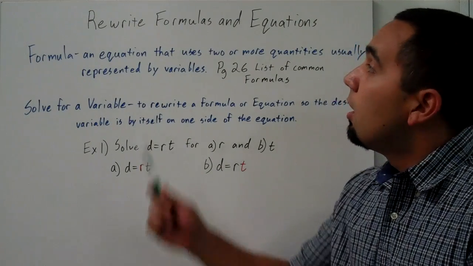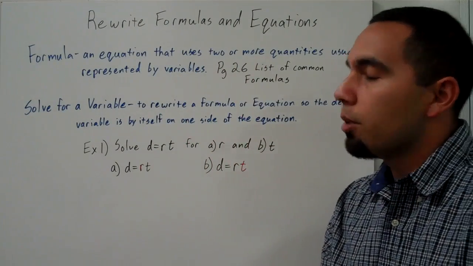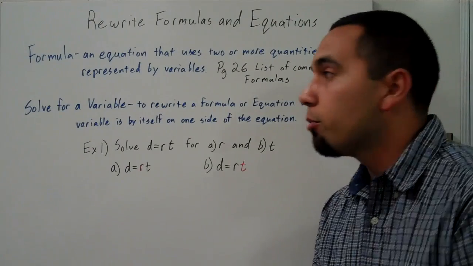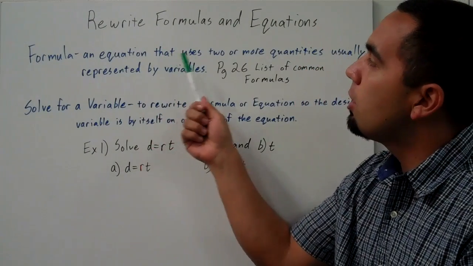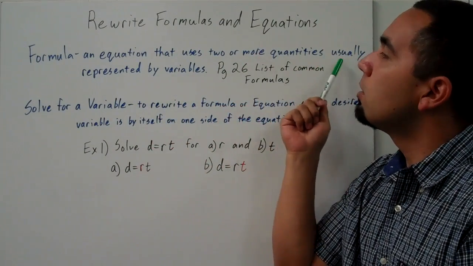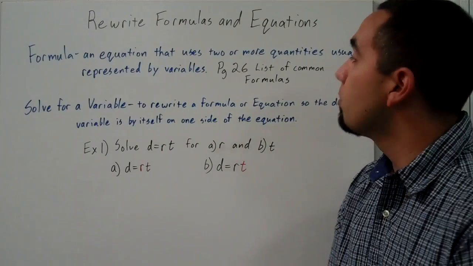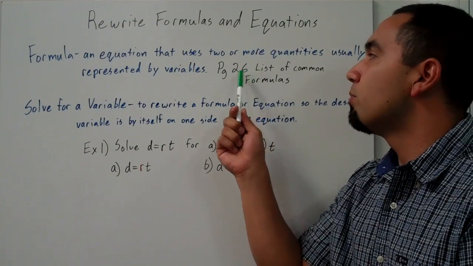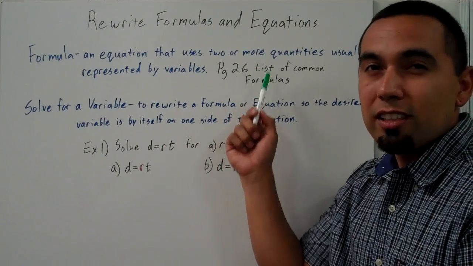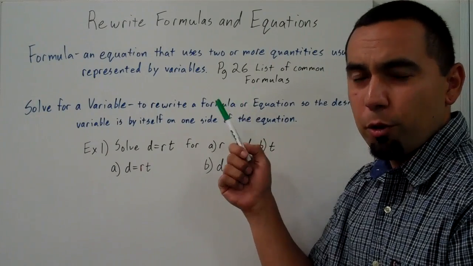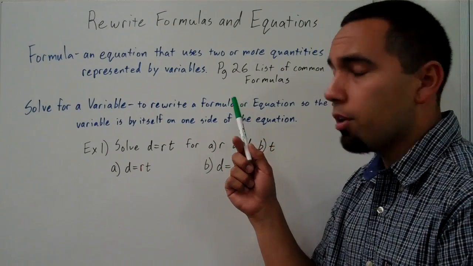Okay, so this is rewriting formulas and equations. First off, we need to know what a formula is. A formula is just an equation that uses two or more quantities, usually represented by variables. On page 26, if you take a look, there's a nice list of formulas that you're going to be needing for the homework.